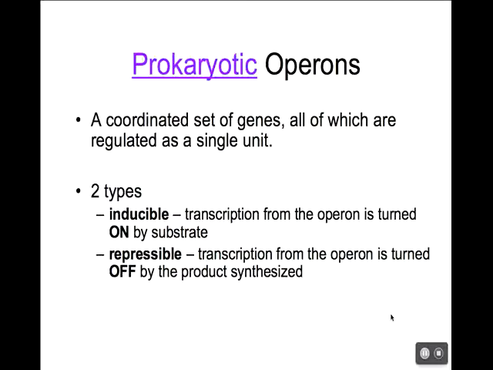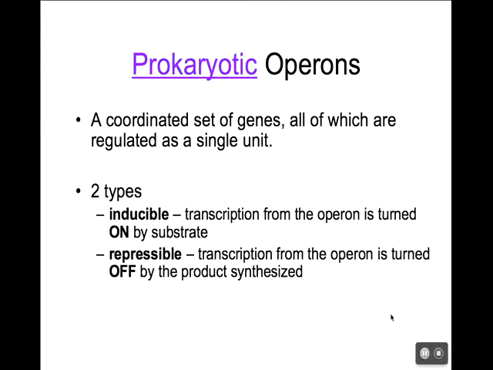All right, prokaryotic operons. An operon is a coordinated set of genes, all of which are regulated as a single unit. Now, operons only exist in prokaryotes. Highlight, underline. Only prokes have operons. And again, an operon is a coordinated set of genes, all of which are regulated as a single unit.